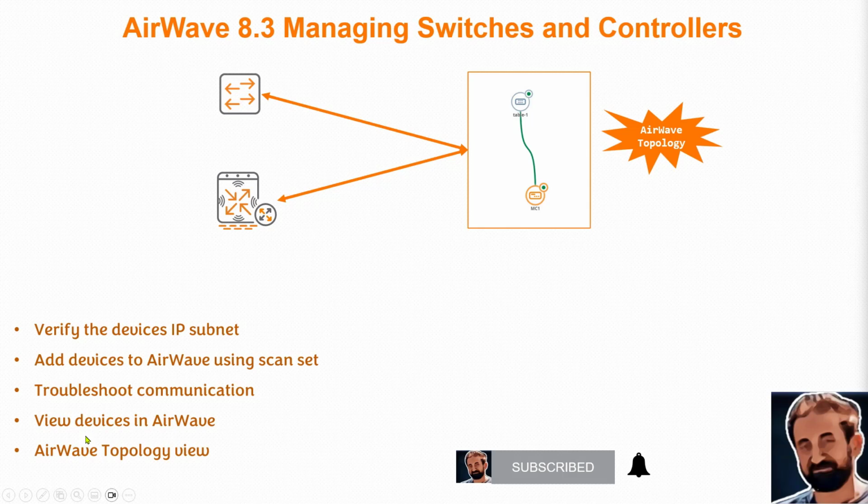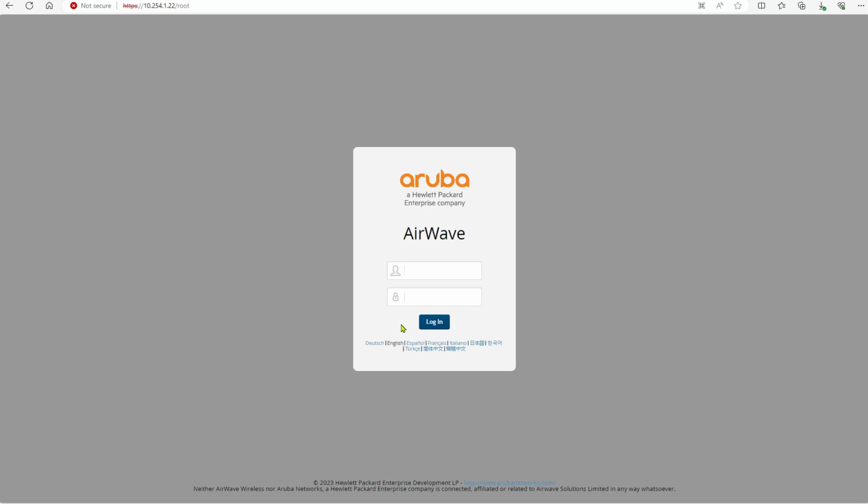Let's have a look. Now in Airwave, we already have Instant AP. We've seen in the previous video how to add it. Now I would like to add two extra types of devices: an ArubaOS switch, and a controller, a mobility controller version 8.